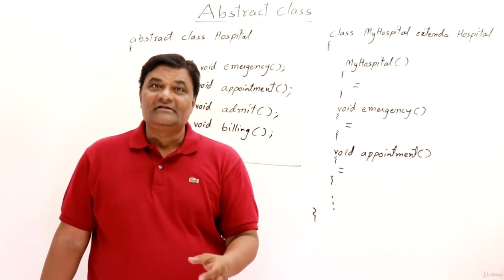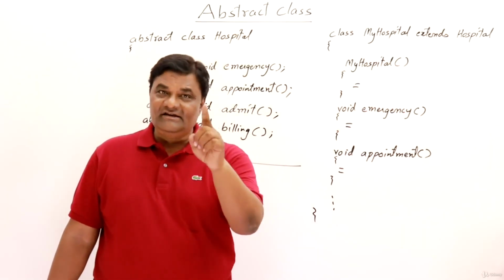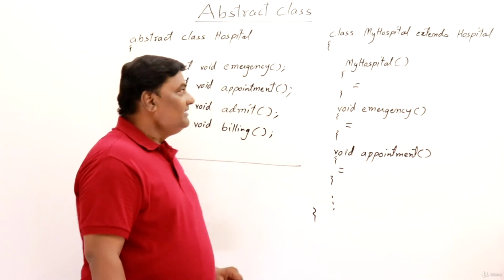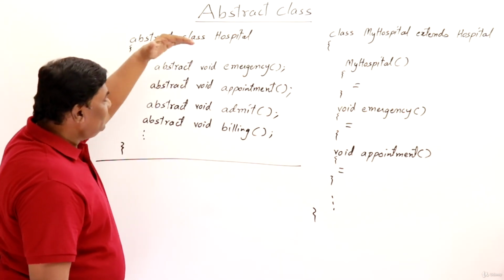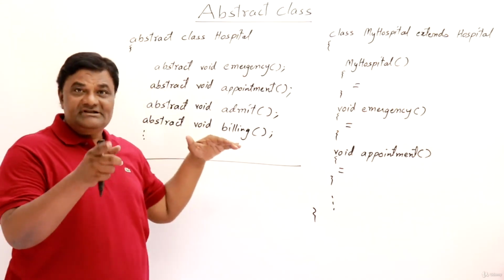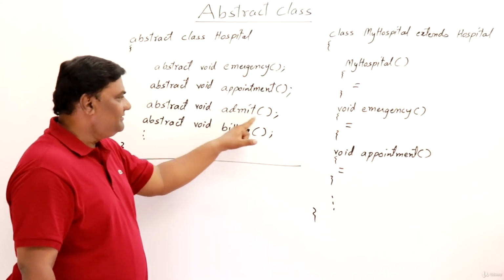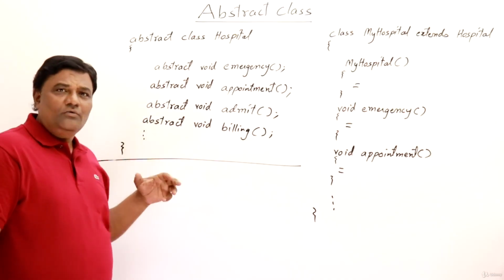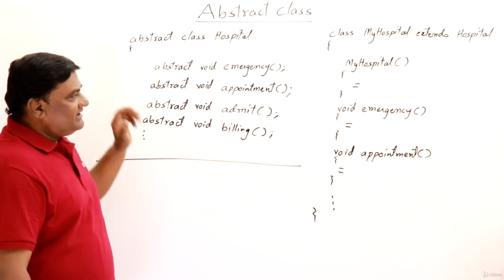So who gives the standard? Some government authority, some body, gives the standards for a hospital. That same example I have taken here. Here I have a class called Hospital. In Hospital, everything that must be there is given in the form of methods, and all these methods are abstract. Why abstract? I'll come to it afterwards. So the class becomes abstract.